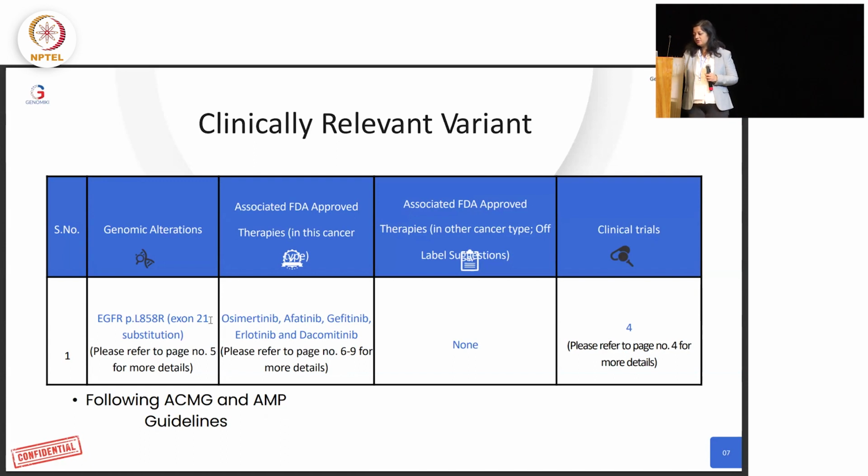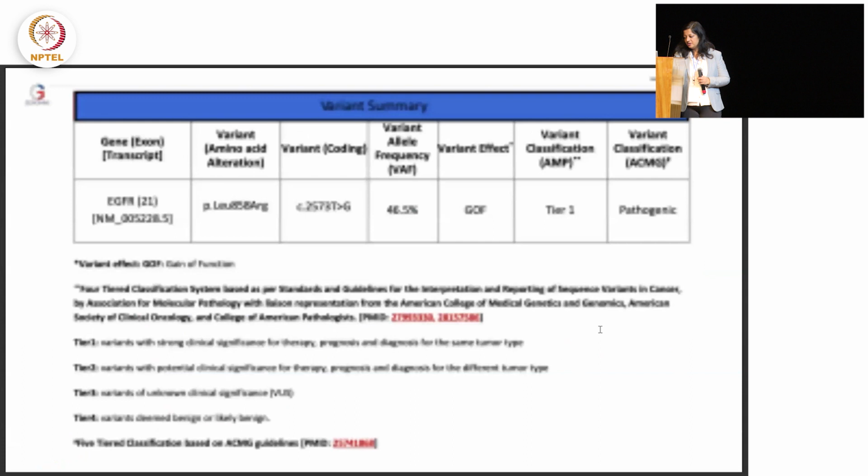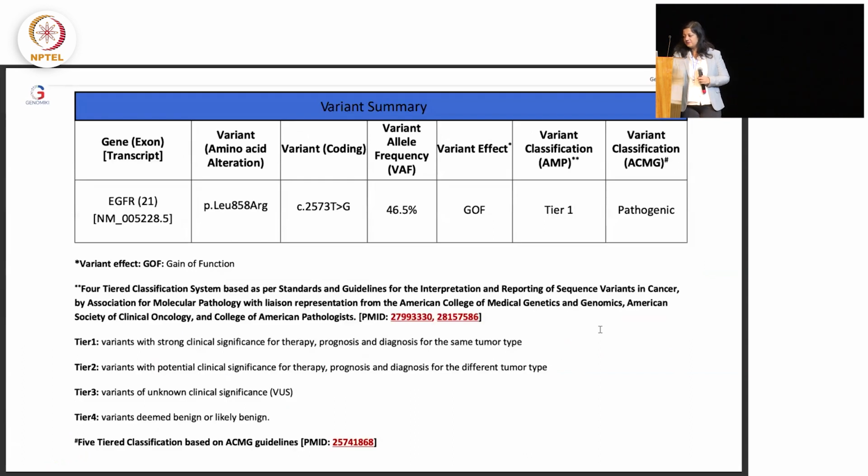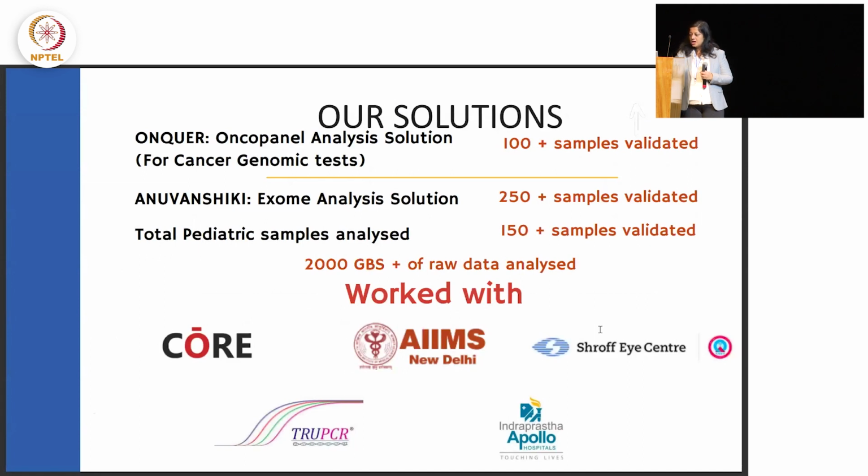And then what are the FDA approved therapies that can be used if that particular mutation is there, and what are the different clinical trials that are ongoing for this particular mutation. And then different details of those therapies are provided: what is the frequency, what are the scorings, and what is the classification level. We follow a lot of guidelines provided by various guideline programs.